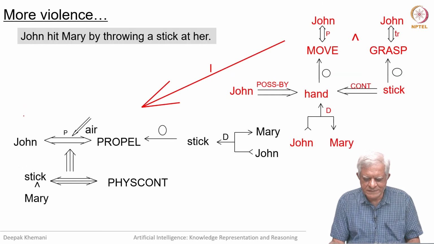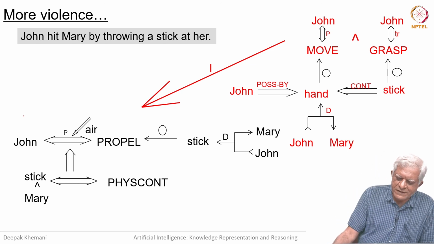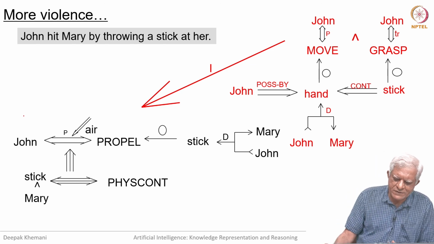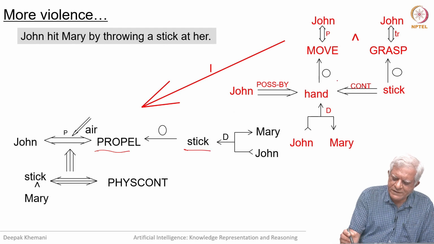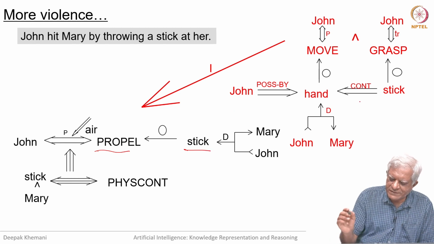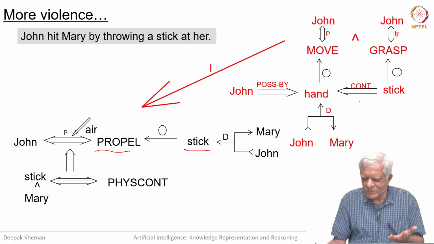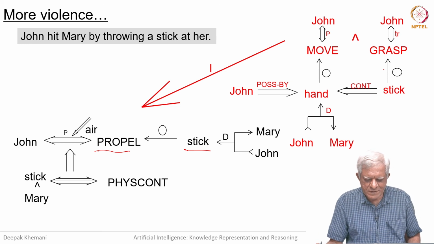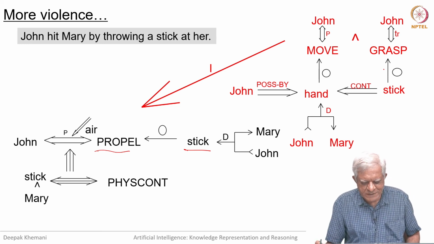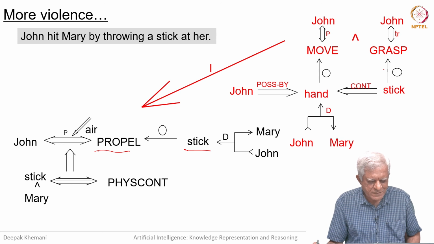So, here is some more violence here. John hit Mary by throwing a stick to her. So, by now we are familiar with all these throwing actions and so on. So, essentially John propelled the stick and then he did this whole thing by propelling in the air and throwing it, moving his hand which contained the stick, and he did that by grasping the stick and so on. In the air is missing from here, but we can add it somewhere, because throwing involves being in the air.